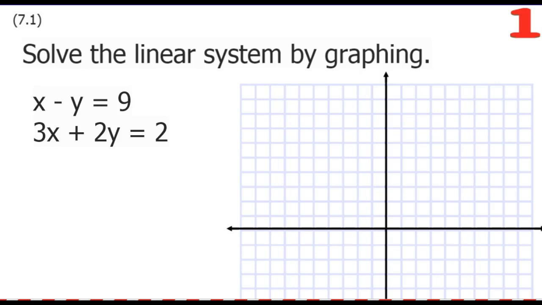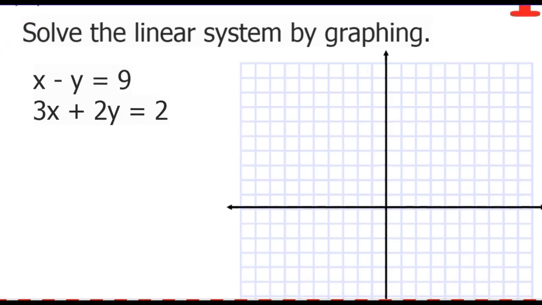So the first one we're going to talk about is 7.1, and that was solving our linear systems by graphing. If we take our equations, I'll say this is equation 1, and then this is equation 2. Equation 1, if we are going to solve that by graphing, we should write that out so we can get y by itself.